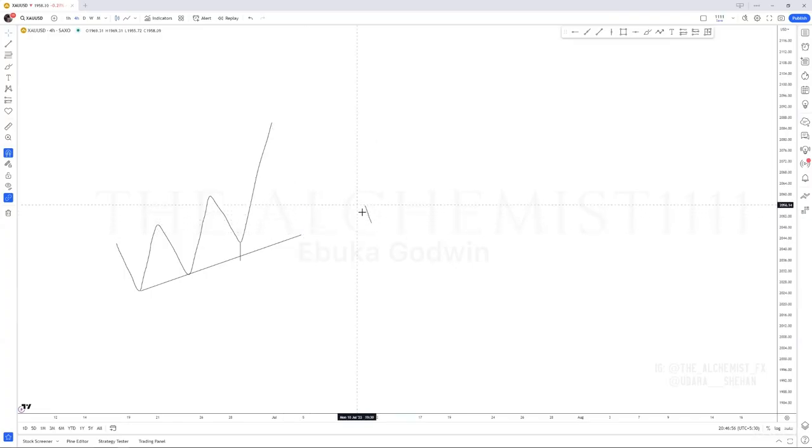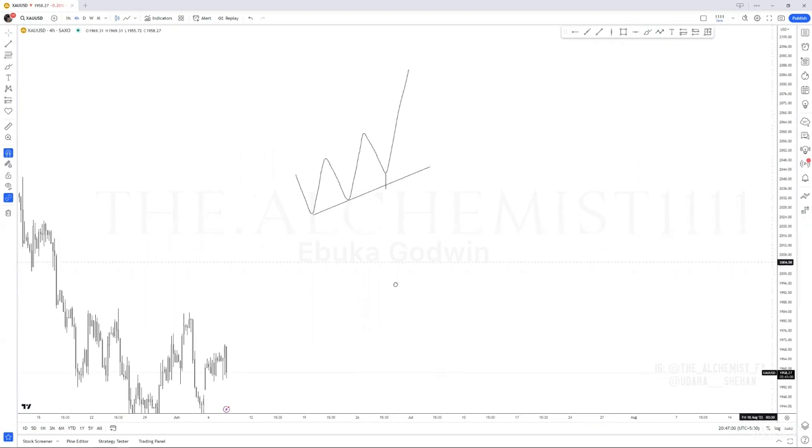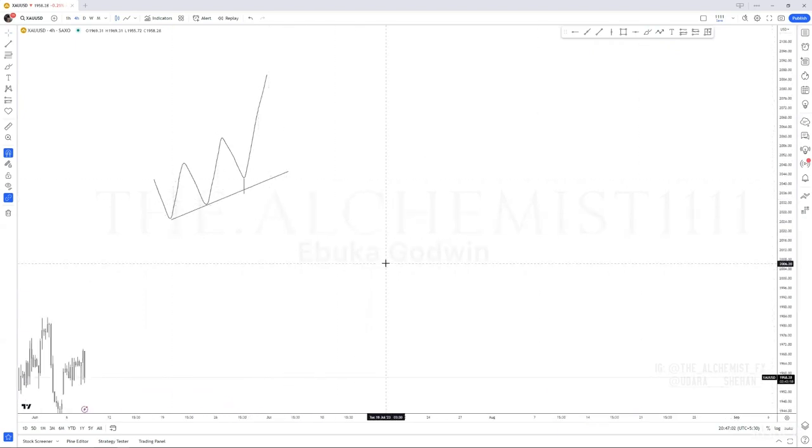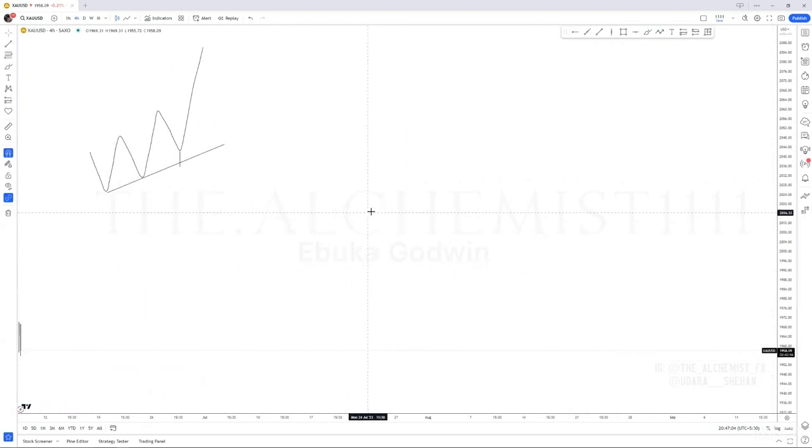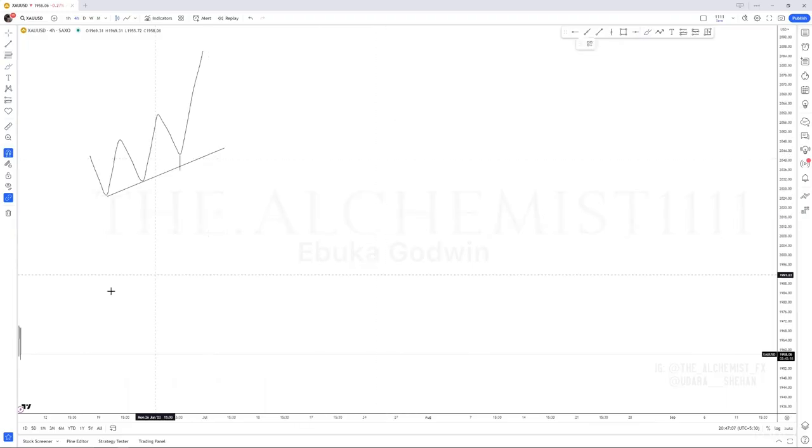So this is simply what we call a continuation trend line. If we are in an uptrend, we could use a trend line like this to get an entry. Okay, simple. Now I'll show you examples, don't worry. And then same thing in a downtrend, right? Something like this.